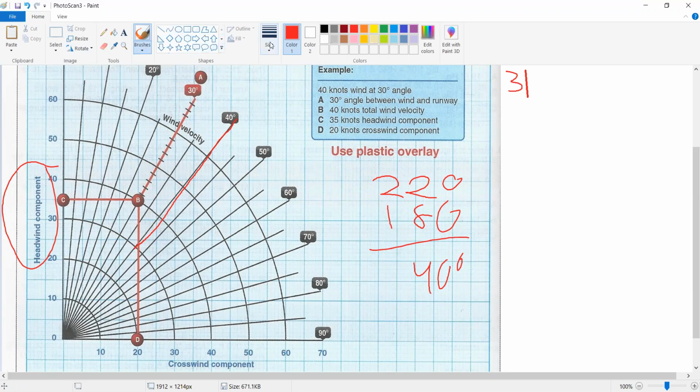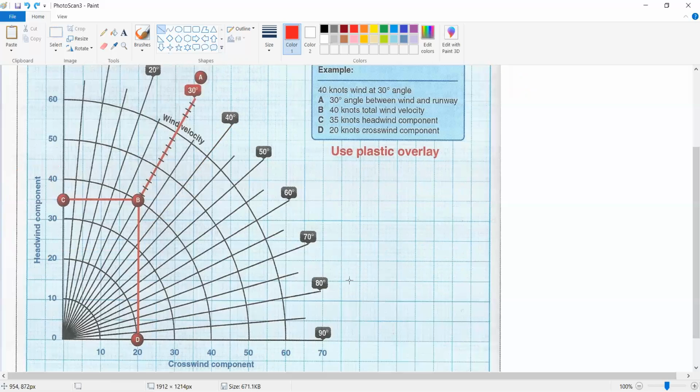Now what we're doing this time is, last time we were finding the crosswind component, but this time we're finding the headwind component. So we're just going to go this way instead. Anyway, that comes out to be between 20 and 25, but it's not even the mid. So between 20 and 25 is 23. So 31 is B. That takes care of that. 32.